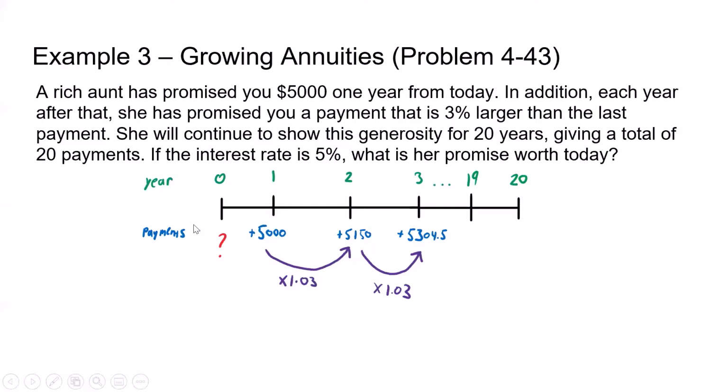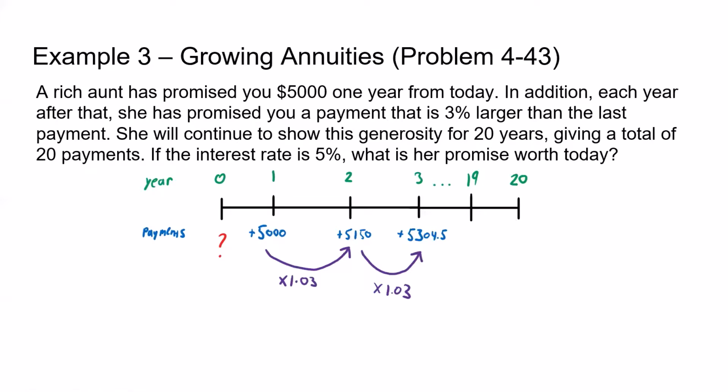The payment in year 2 is going to be 3% larger than the payment in year 1. This means that we can multiply the payment in year 1 by 1.03 to get the payment in year 2. We can multiply the payment in year 2 by 1.03 to get the payment in year 3. And this is because of that 3% growth rate. This pattern continues on until year 20.